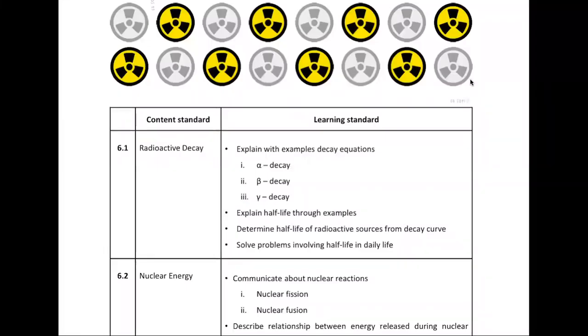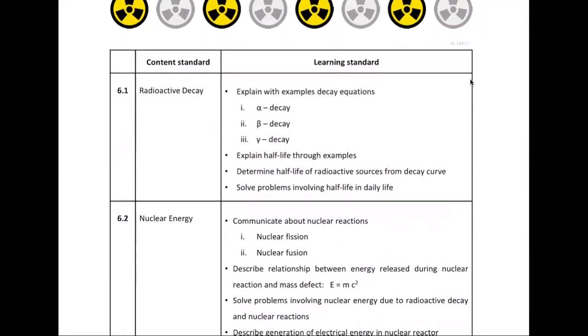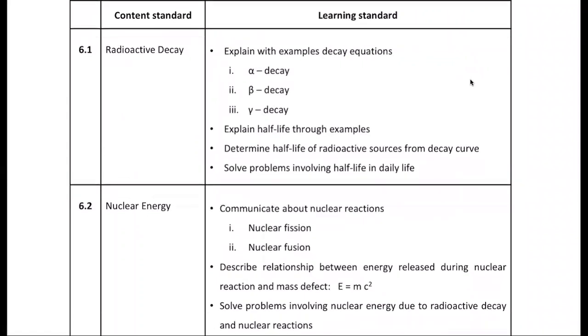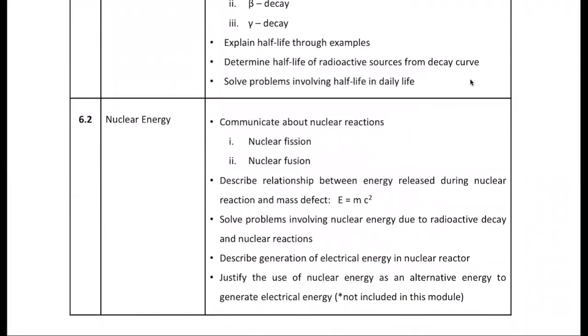Okay, so in this modern physics chapter, we have learned about radioactive decay. Radioactive decay consists of 3 types of decay, which are alpha decay, beta decay, and gamma decay. And you have also learned about half-life and how to solve problems involving half-life in our daily life. And the second part in this chapter, you have learned about nuclear energy, 2 types of nuclear reactions, which are nuclear fission and nuclear fusion.